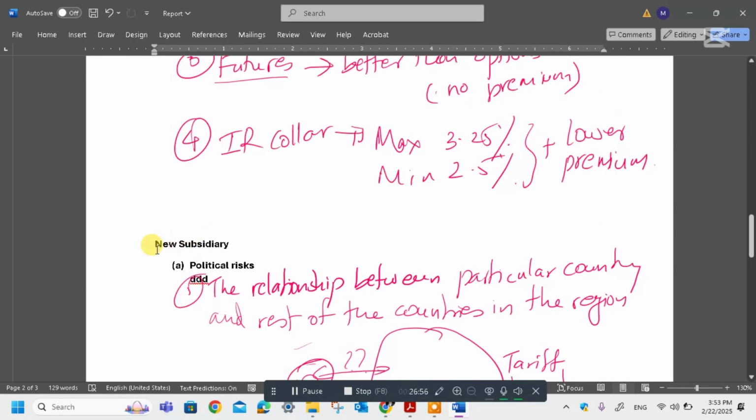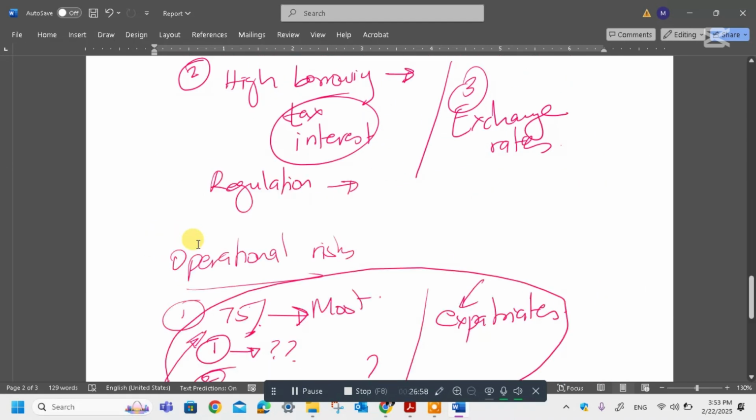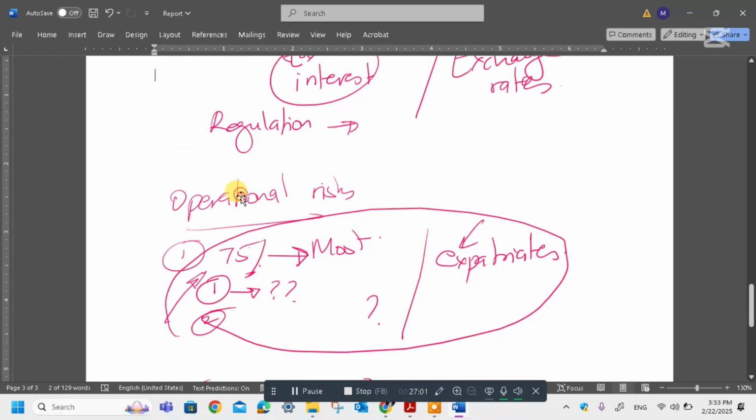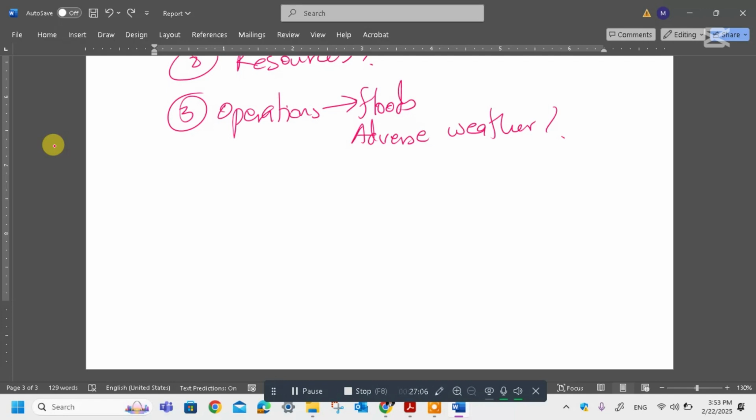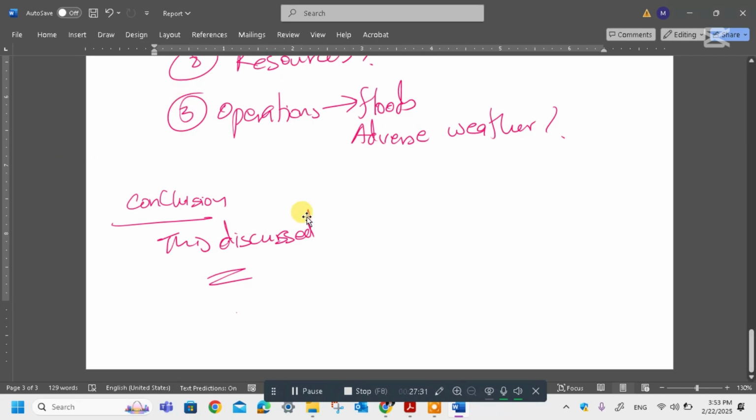And finally, coming to the end, where are we? Fourth one, okay, new subsidiary is the heading. Under that, A, political risk, B, operational risk, we have discussed here. Finally, you are going to come and say conclusion. At the end, you will say conclusion. What are you going to write in the conclusion? This report has analyzed or discussed. So almost the same thing as in the introduction. You're going to write here as a conclusion: this report discussed this and this, it has analyzed this and this. Done. This is how the structure of the report should look.